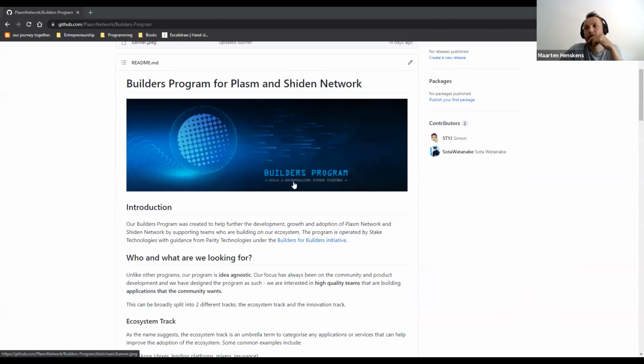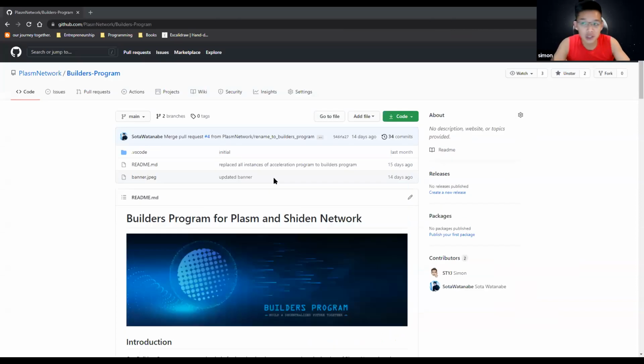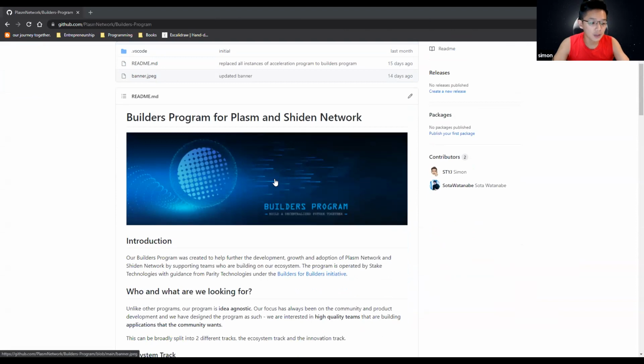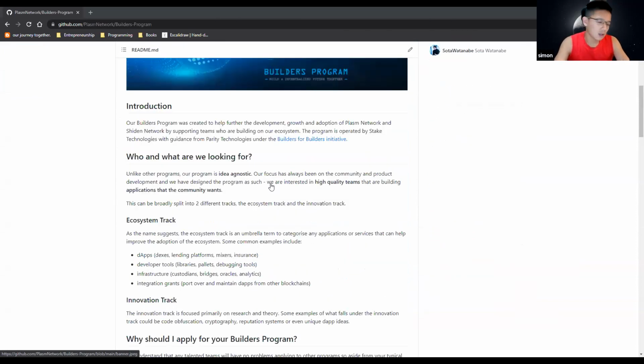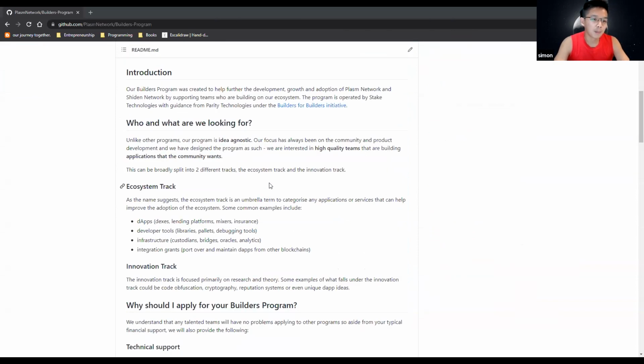Yeah. Okay, so this GitHub page is already live. We've not announced it yet, but it's already live, so you guys can take a look if you want. The whole point of this Builders program is to provide grants to developers or anyone who wants to build in our community and help grow our ecosystem. And I think I shared this a little while back, but I can't remember.